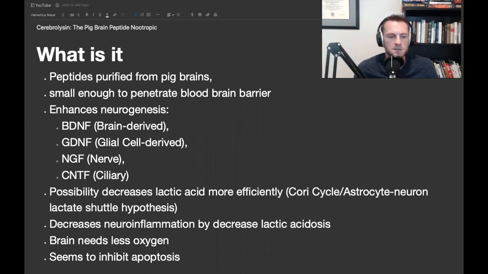Now, I also saw something about it inhibiting apoptosis, which is actually a normal part of the cell process to die. But maybe it's helping them live longer, which means you have more neurons, which can be a good thing, but probably not a good thing if you have some form of tumor or cancer that is growing.